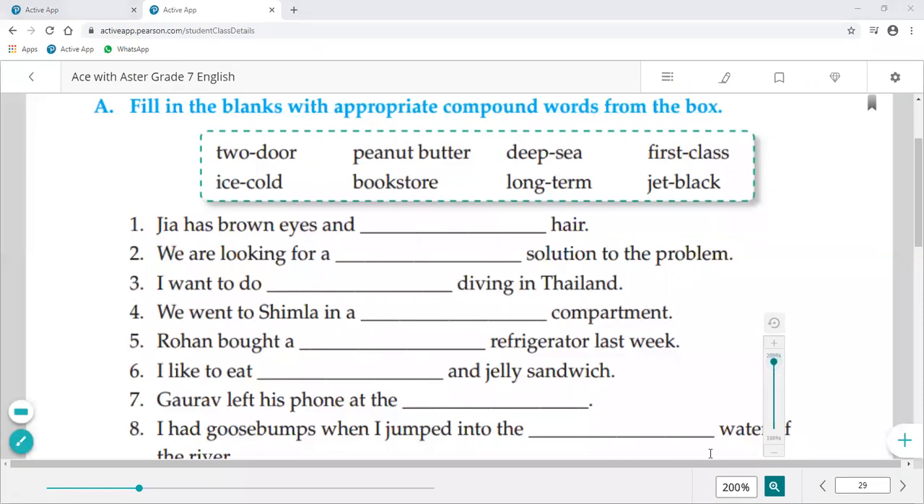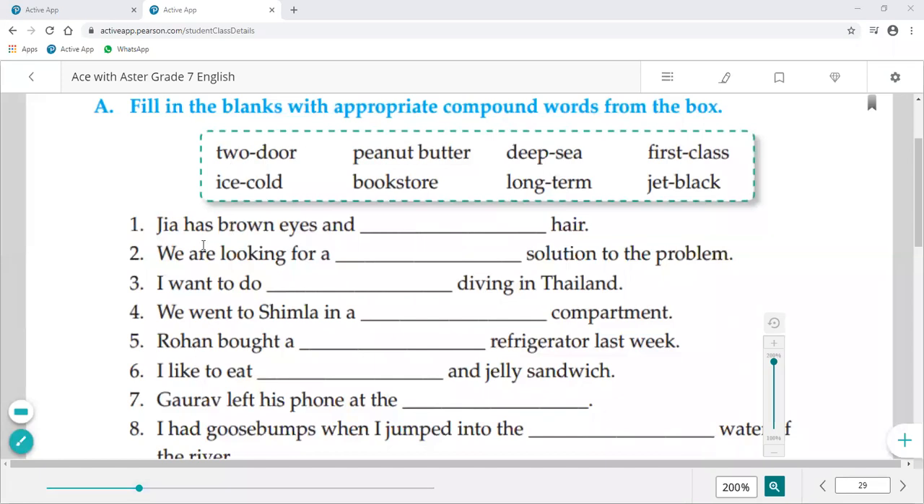So class, I hope you understood it better. Okay, so what do we get? Join two words to make a new word. When we combine two different words and they become a word with a different meaning, it is called a compound word. Okay class, so related to this we have an exercise.